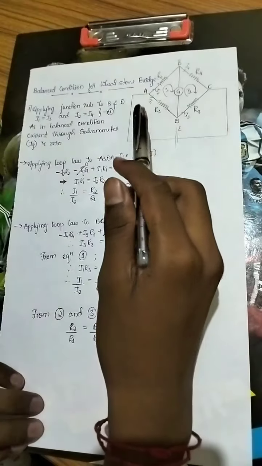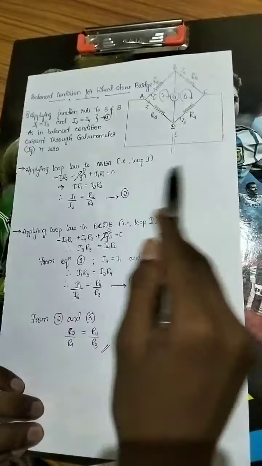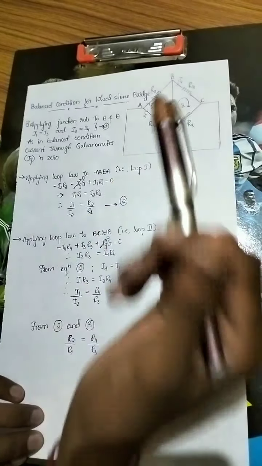Here we have two junctions A and C which are connected to the battery, hence this is known as the battery arm, and B and D are connected to a galvanometer, hence this is known as the galvanometer arm.